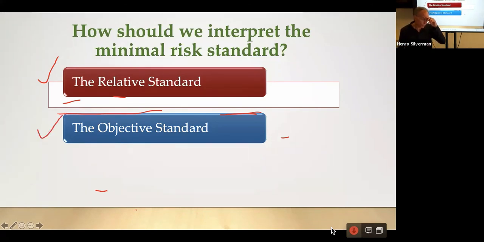Also, think about this. If we link it to the relative standard and say minimal risk should be defined according to the people enrolled in the protocol, what they ordinarily encounter in their daily lives, patients with cancer and other long-lasting illnesses undergo a lot more risky procedures than in routine physical exams. The definition of minimal risk is going to be different for every protocol.